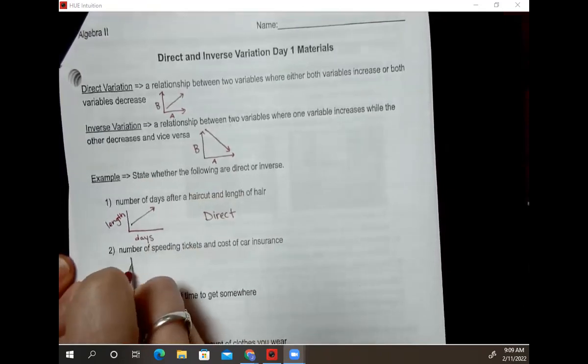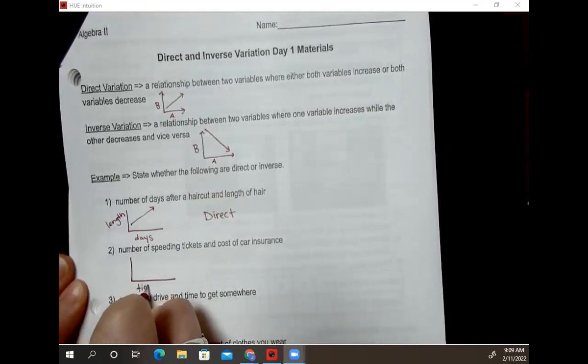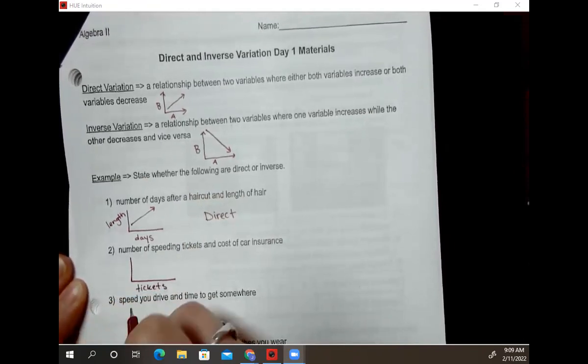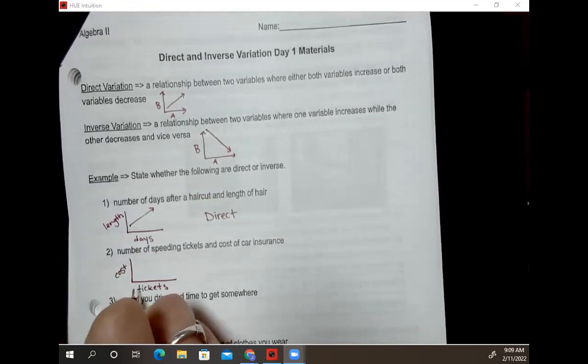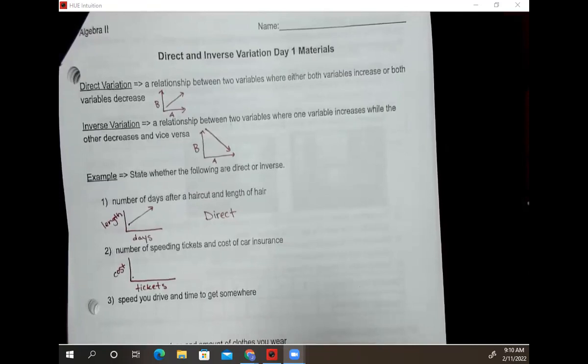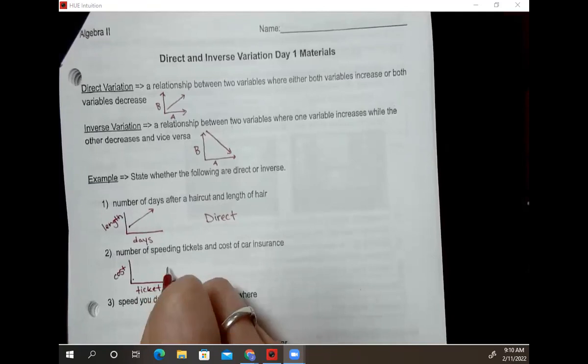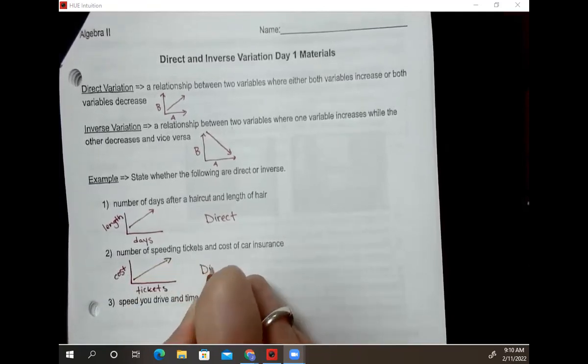Let's talk about something you are hopefully not familiar with. Number of speeding tickets and the cost of car insurance. If I've had no speeding tickets, would my car insurance be high? Relatively, no. What if I've had a few tickets? What happens to that car insurance? It starts creeping up. If I've had a lot of tickets, it gets pretty expensive. That's another example of direct variation.